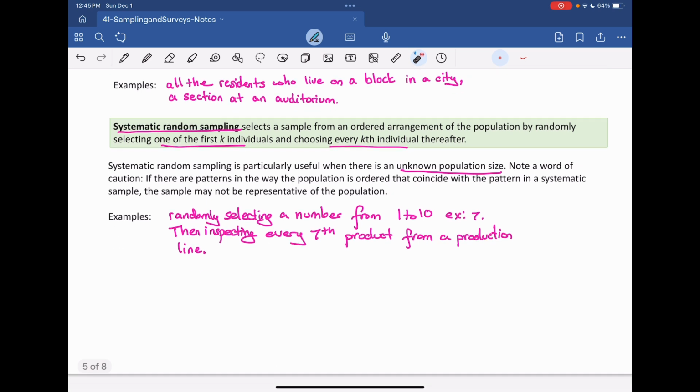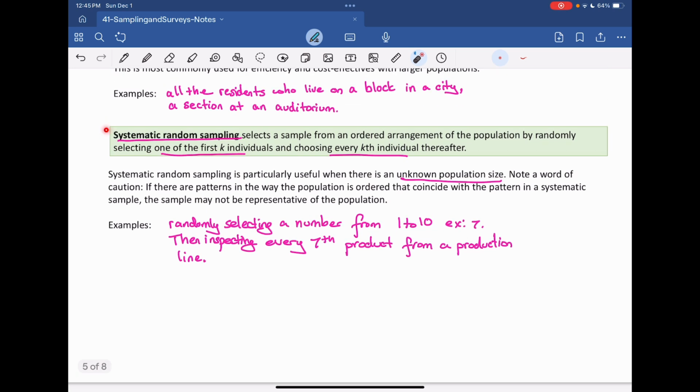A third type of sampling is called systematic random sampling. Basically, you're choosing the first individual randomly. This is going to be easier to explain with numbers. Let's say the population, you're choosing a number from 1 through 30.